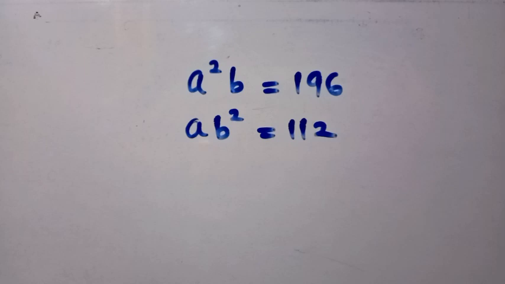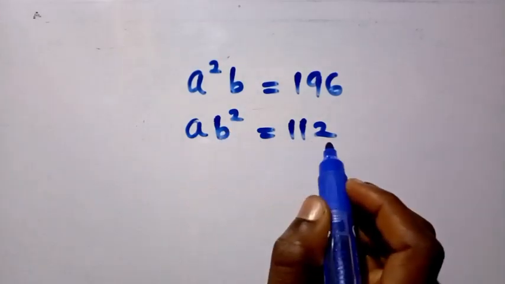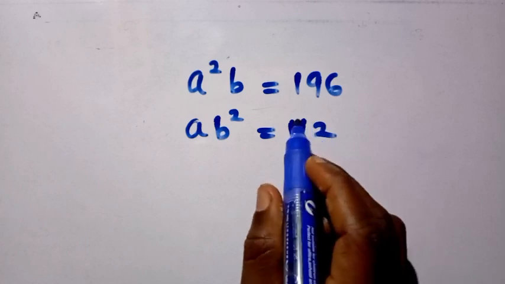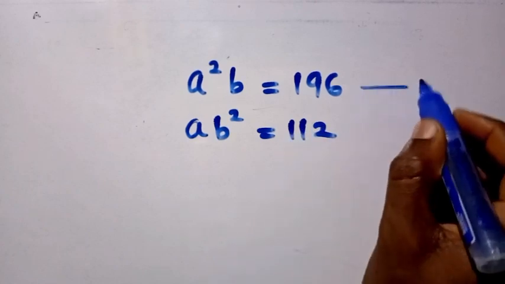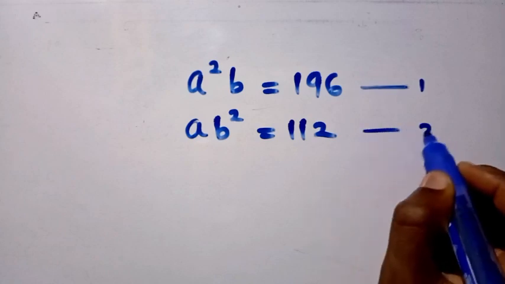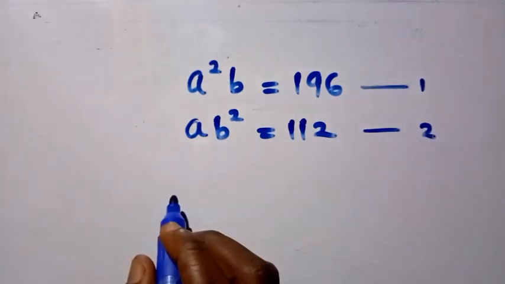How to solve this nice system of equations? We have a squared b equals 196 and ab squared equals 112. Let's solve these two system of equations. So we call this one equation 1 and this is equation 2.